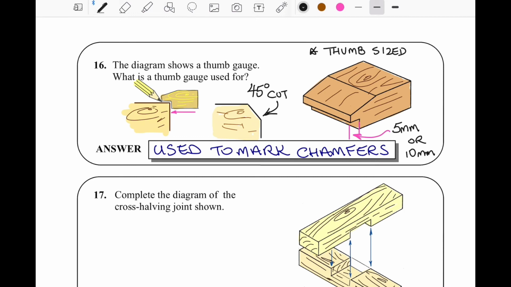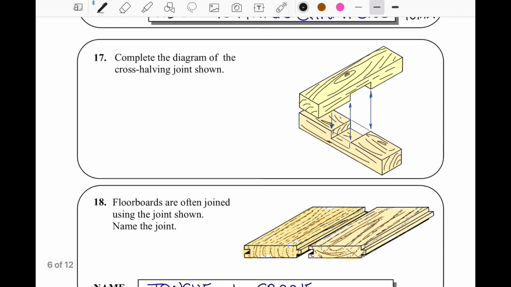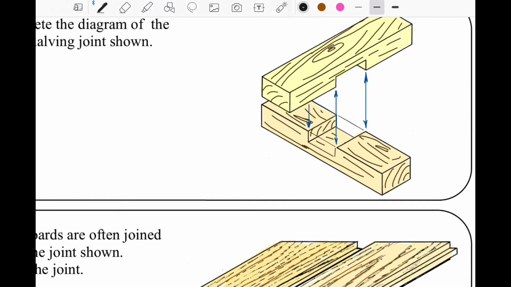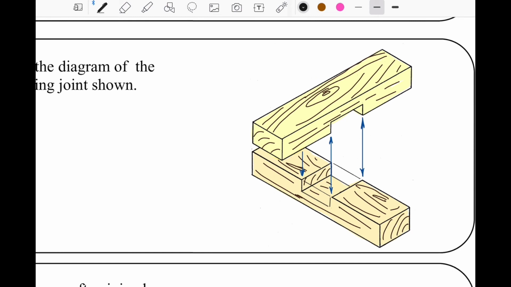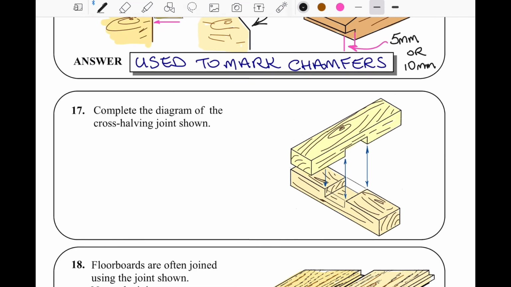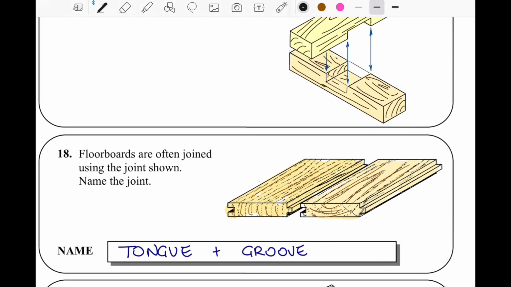All right, 17 was complete the diagram of the cross halving joint shown. So I went in and I added shading, I added grain, but more importantly, I added lines to complete it, and I think there were only 3 lines really required to complete the sketch of that joint. But just to show the examiner I know it, I also added in those blue arrows to indicate how the joint goes together.